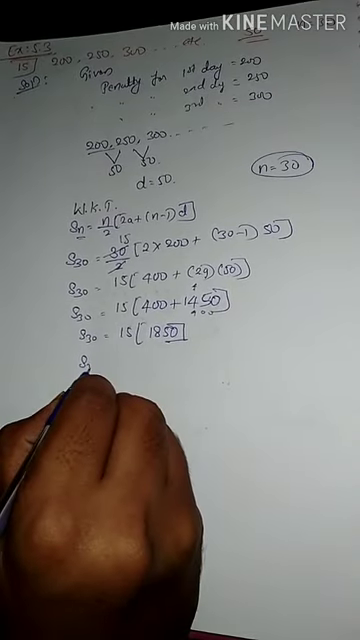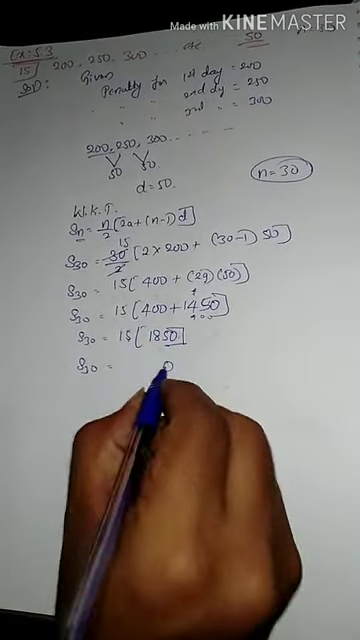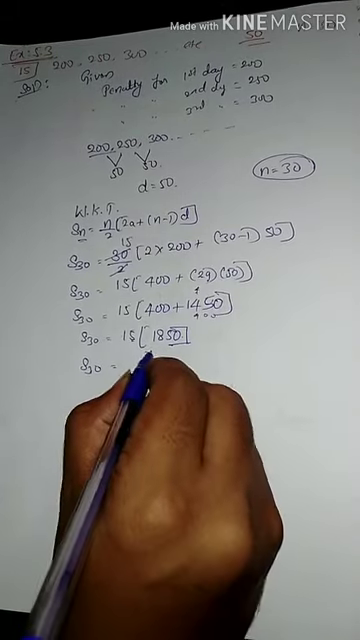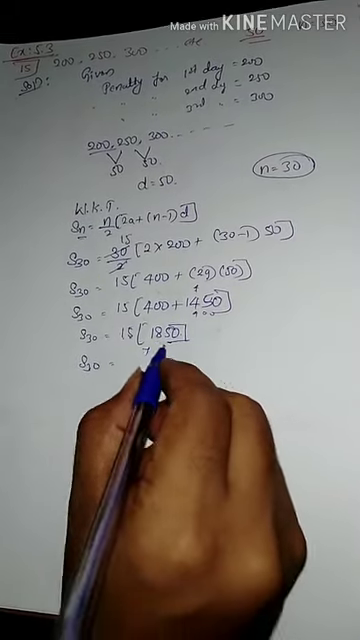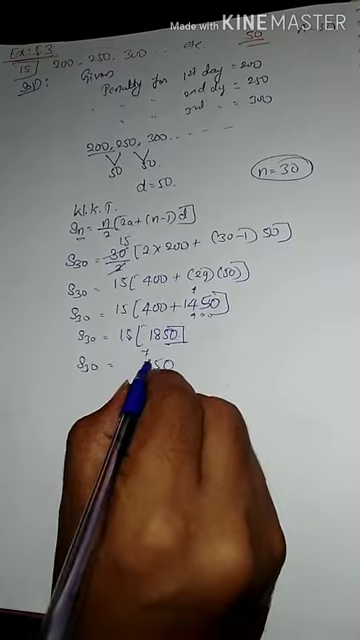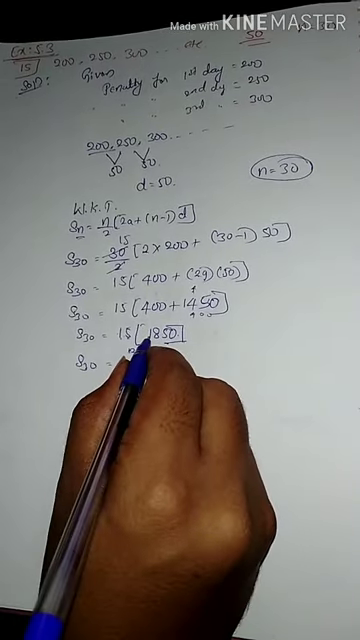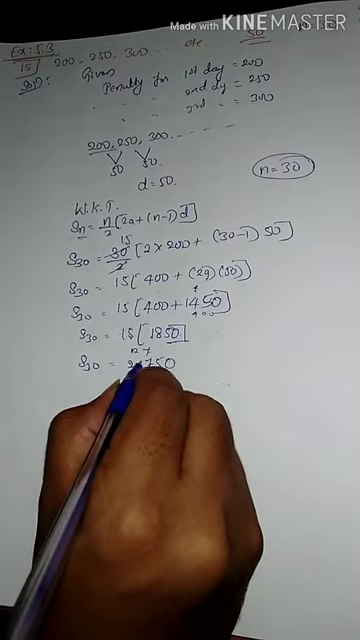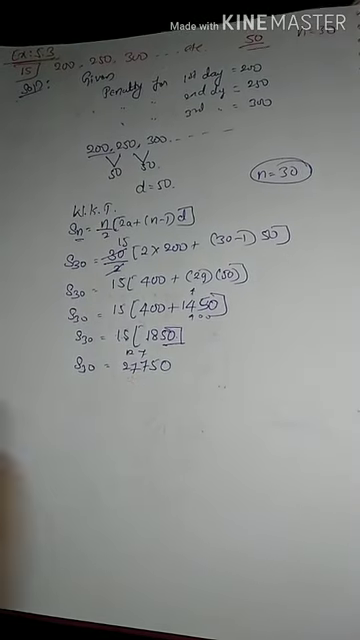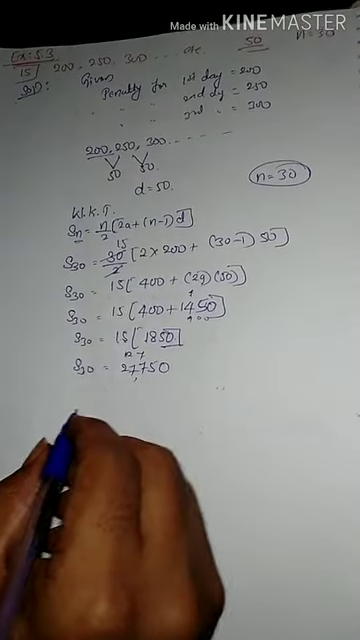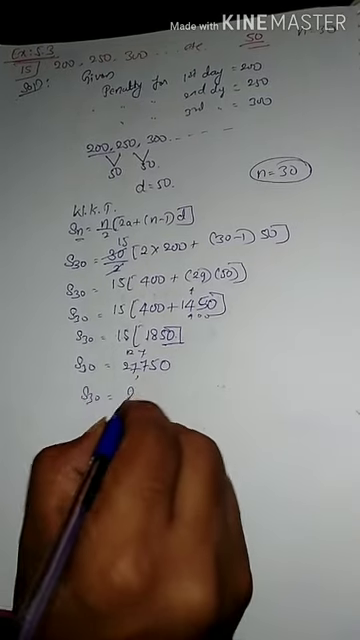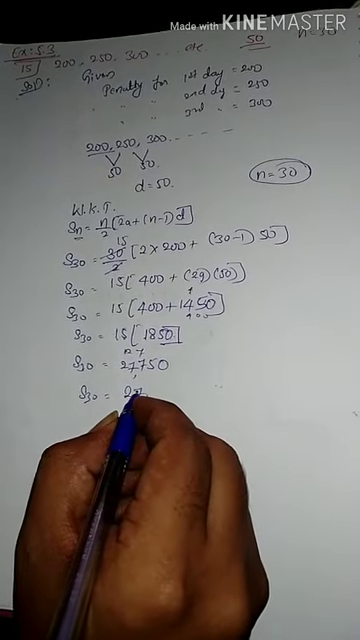So S30 is equal to 15 into 1850. 15 zeros are 0. 15 fives are 75. 7 is carry. 15 8s are 120. 120 plus 7 is 127. 12 is carry. 15 1s are 15. 15 plus 12 is 27. So S30 is equal to 27,750.